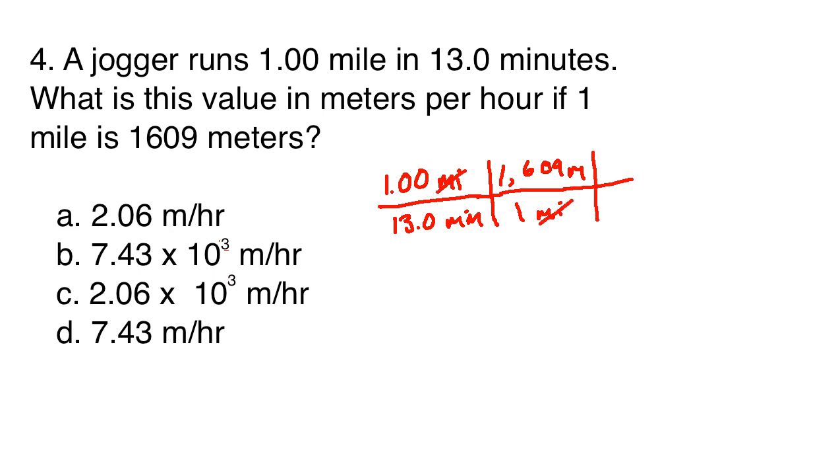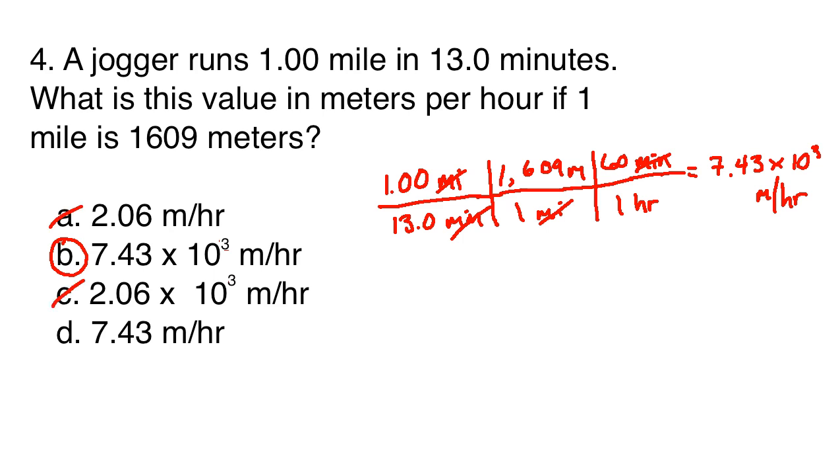Now, the next thing I need to deal with is the minutes, and I'm looking to convert those into hours. So minute can go up top in order to cancel out the minute on the bottom, and there are 60 minutes in 1 hour because hour is the larger unit. So if you solve all of that, you'll end up with meters per hour. So multiply that together, and you should find that your answer comes out to 7.43 times 10 to the third meters per hour. And so answer B is the correct selection here.